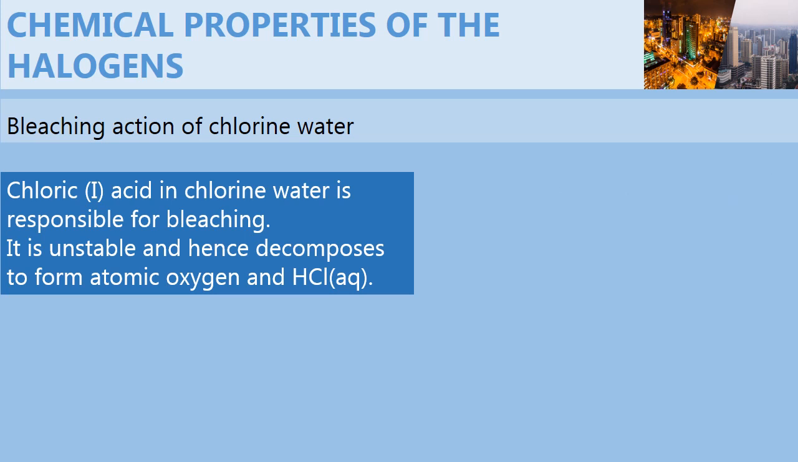When you take blue and red litmus paper and dip them in chlorine water, the blue litmus paper will turn red and eventually get bleached, while the red litmus paper will still remain red but will also be bleached. This is because chloric 1 acid is unstable and hence decomposes to form atomic oxygen and hydrochloric acid according to the following equation.